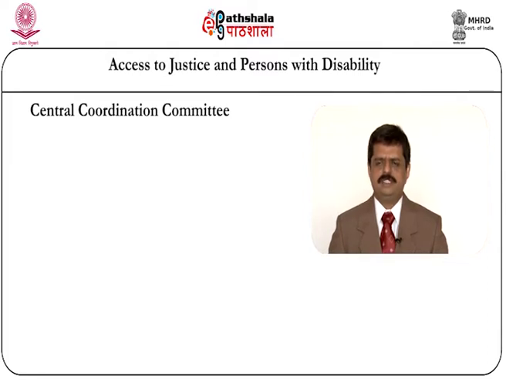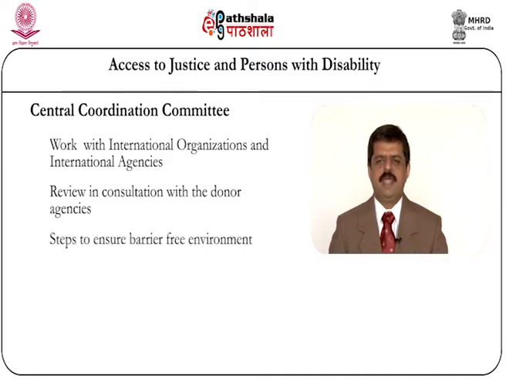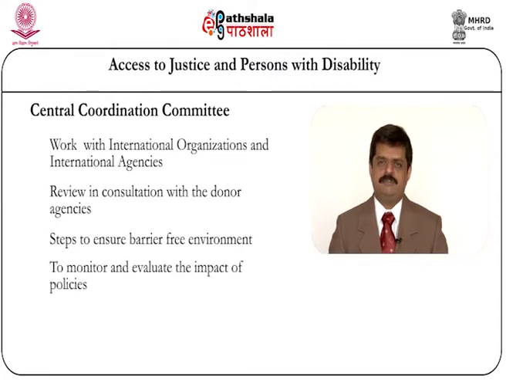Further, the Central Coordination Committee works with international organizations also, and the projects of international organizations in India would be reviewed by the Central Coordination Committee. They also take steps to ensure a barrier free environment and monitor and evaluate the impact of the policy on society. Like this, they have been made to work on various aspects. Similar to this, there is a State Coordination Committee, which has similar functions but with geographical restrictions. So, the authorities under the PWD Act are: the central government has the Central Coordination Committee assisted by the Central Executive Committee, whereas the state government has the State Coordination Committee assisted by the State Executive Committee.